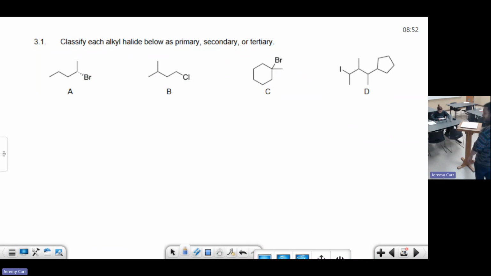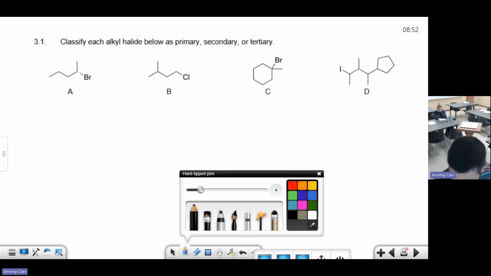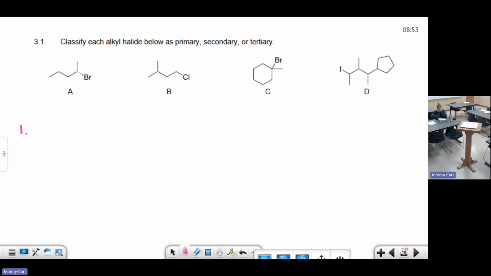3.1. So we're going to classify each alkyl halide below as being primary, secondary, or tertiary. And you go, oh my goodness gracious, what is going on here? How do I even consider that? This is easy. Very, very easy. I'm going to give you the prescription for doing this as you're studying this. First, you want to identify the leaving group.